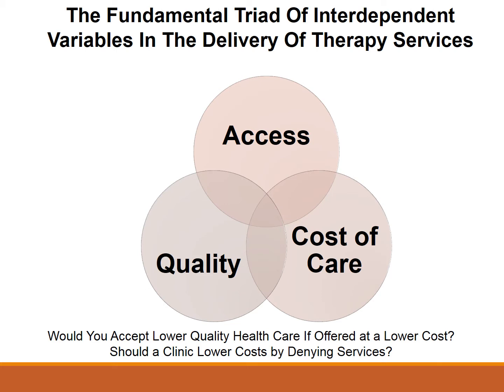The fundamentals of independent variables in the delivery of therapy services. This shows some of the complexities and how do we balance all three. Sometimes this is referred to as the iron triangle. The three components of the triangle are access, cost, and quality.